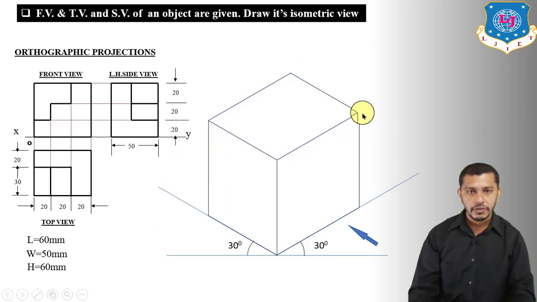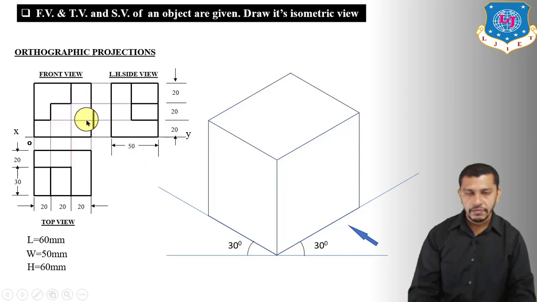Now after drawing this cuboid, we will start with the object. If we observe the object, we have two parts. This will be your first part, and this is the front view of this first part. This will be the top view of this first part, and this will be the left hand side view of this part. So this will be your first part and this will be your second part. The front view of the second part is over here, the top view will be this, and the left hand side view of the second part will be this.